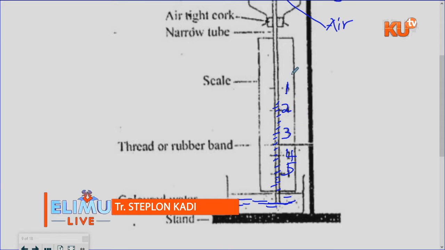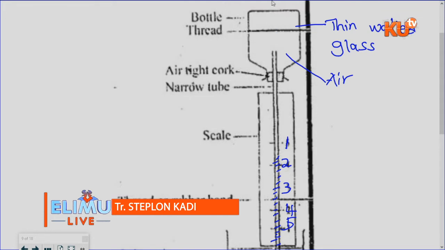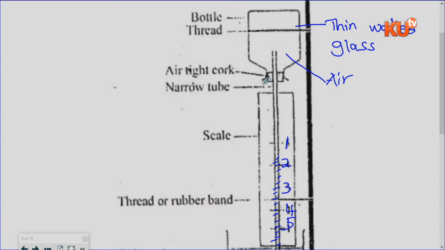So we look at the expansion and contraction of air. When the temperatures are high, the air in the thin-walled glass bottle gets heated and expands downwards. As it moves downwards, it pushes the colored water downwards also, therefore having a higher reading on the scale. But the opposite is also true.